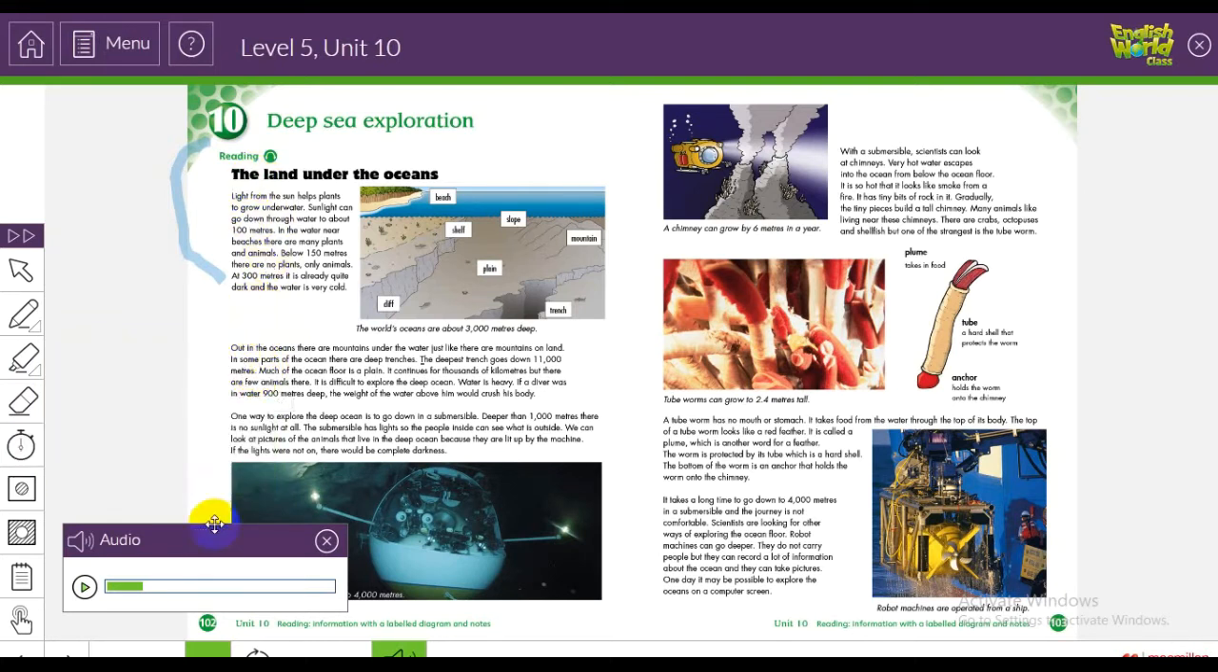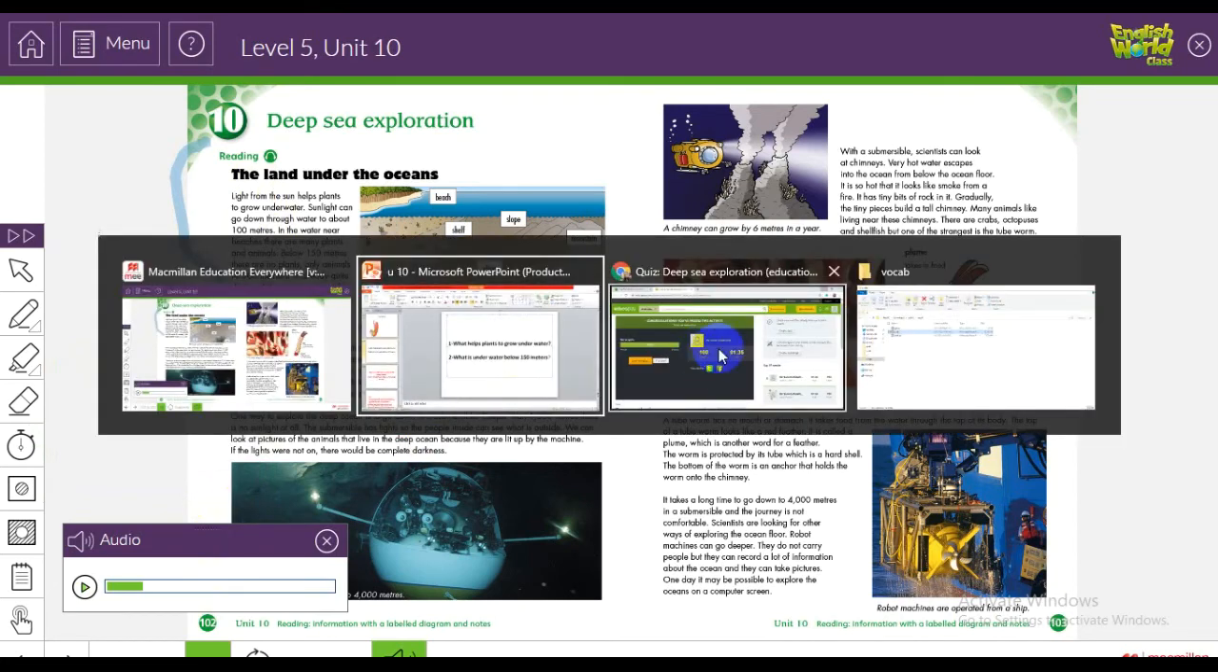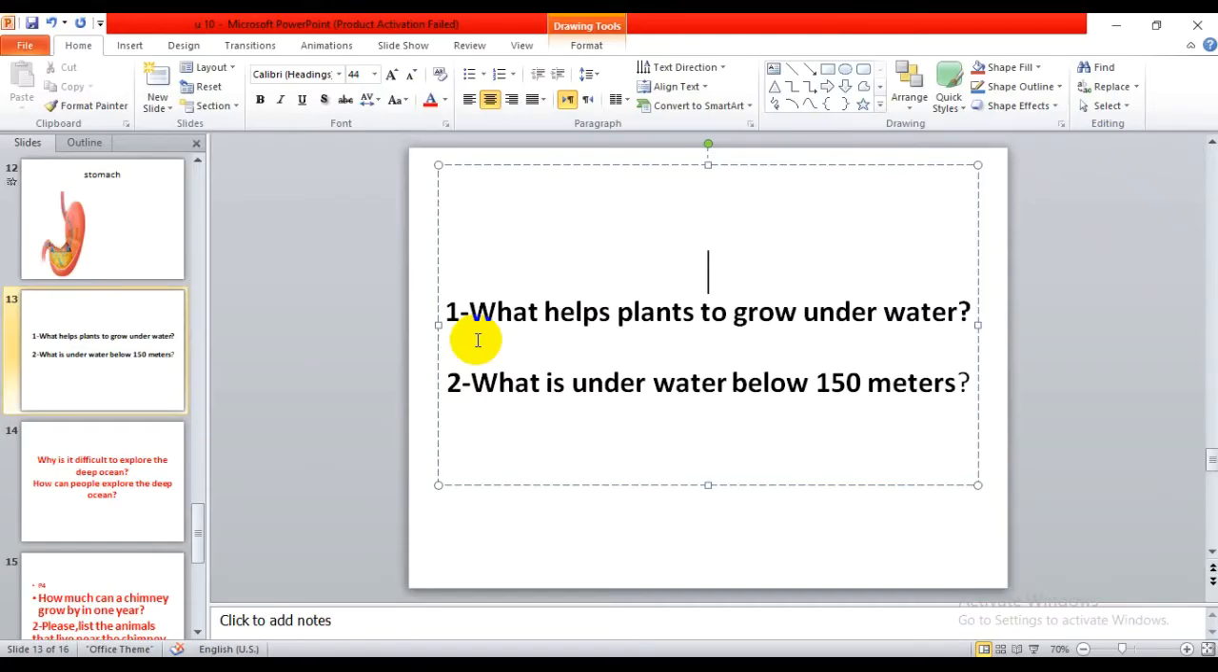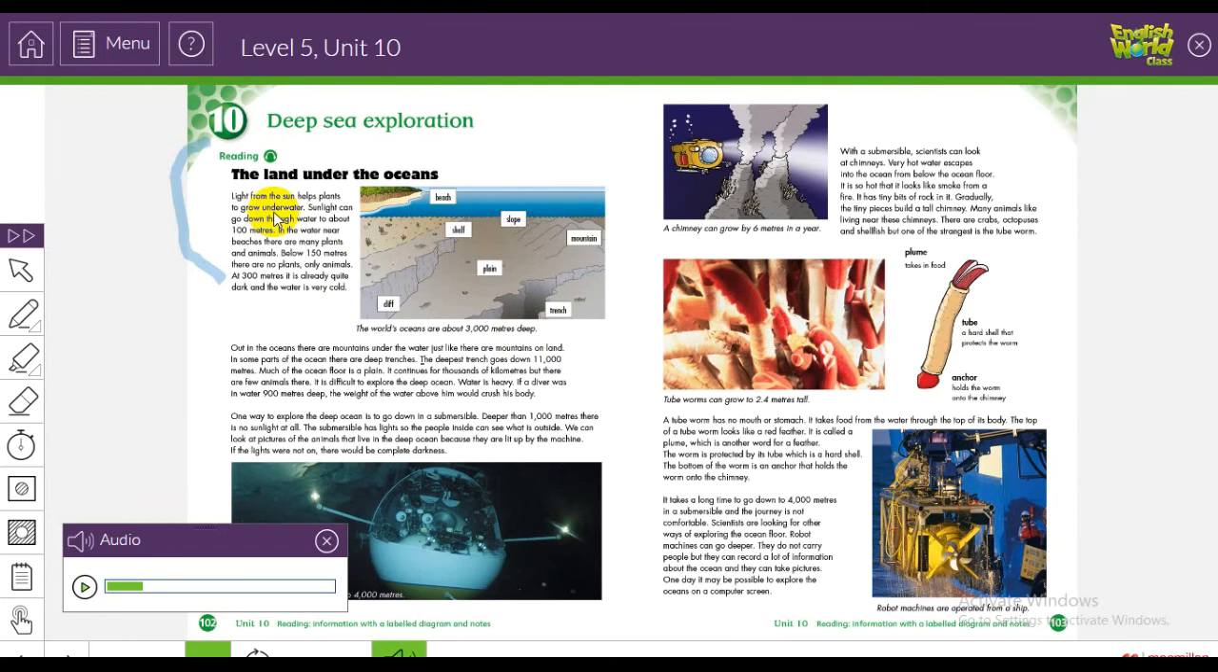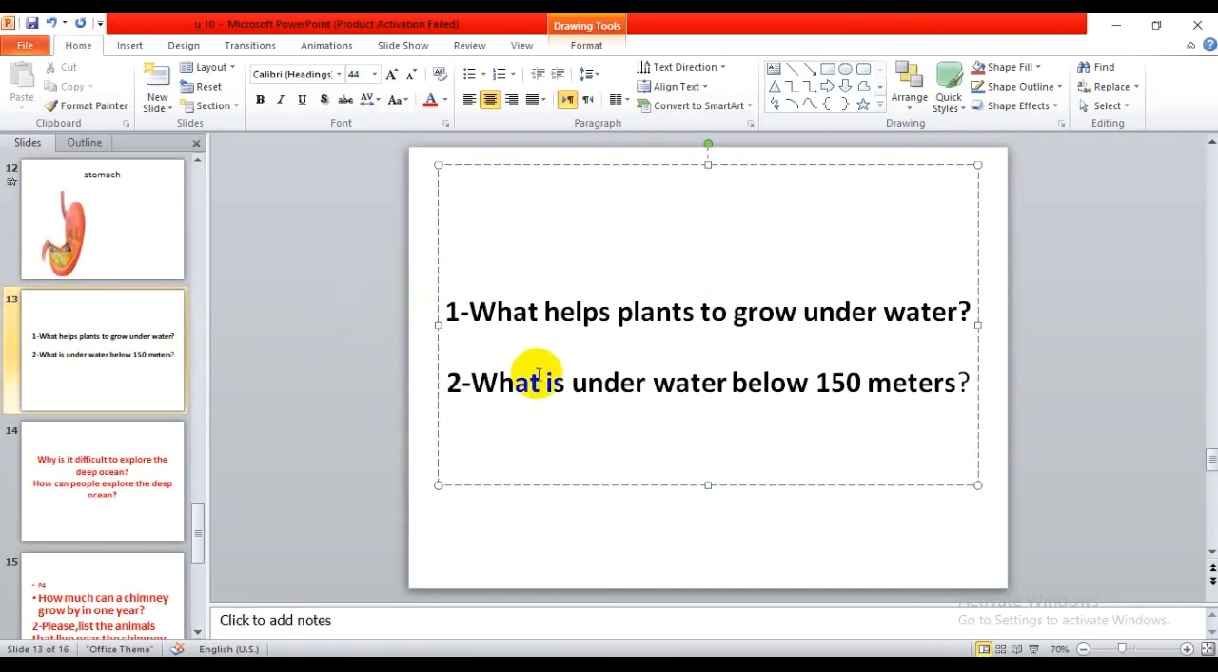Now I think the answer will be clear now. The first question is, what helps plants to grow underwater? So I think it will be, let's think together. It will be the light from the sun helps plants to grow underwater. Nice.